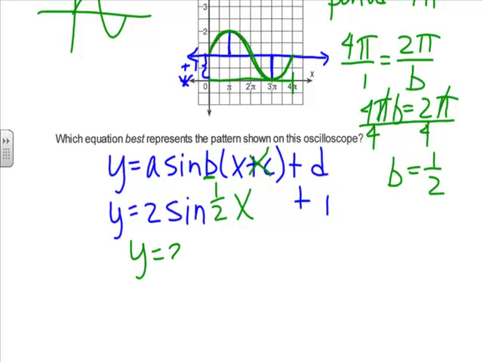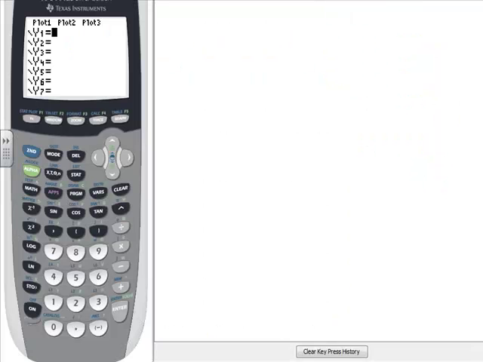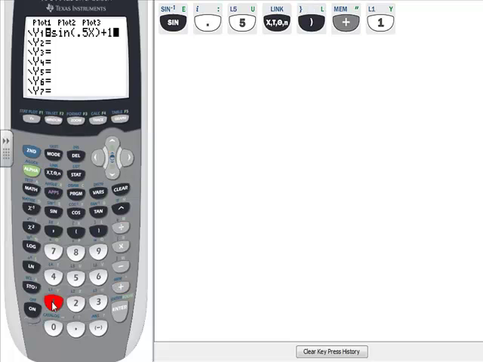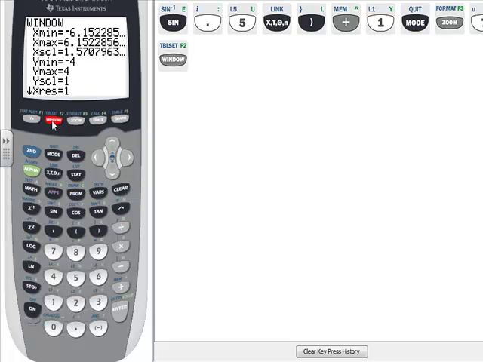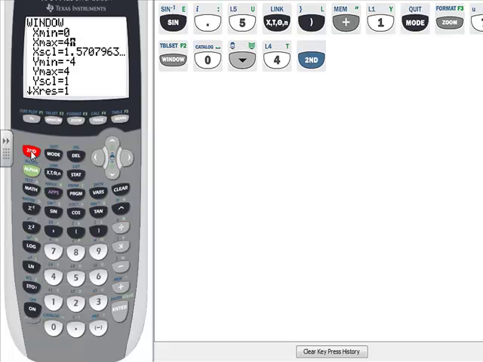So y equals, I'll just clean it up, 2 sine 1/2 x plus 1. And I'm going to use this as an opportunity to remind you, just put it in your calc and check to make sure. So if I hit sine 0.5x plus 1, and as I've said more times than you probably feel like hearing, I always like to start with a zoom trig just to get my calc in the zone of what I'm trying to do. And then in this particular case, my window is going from 0 to 4 pi.